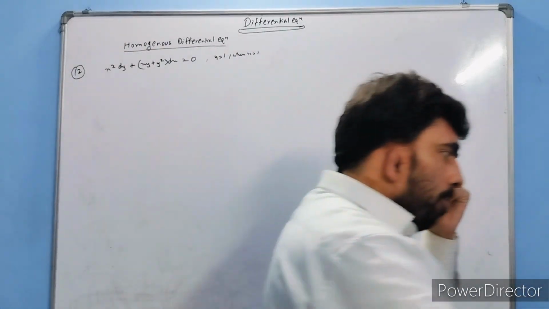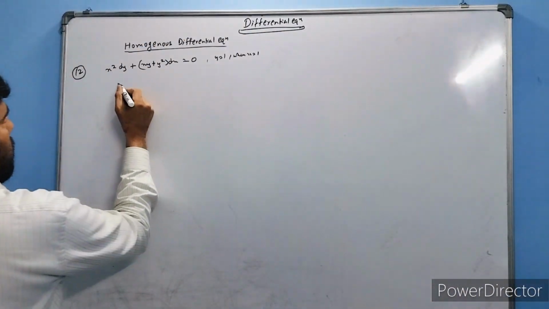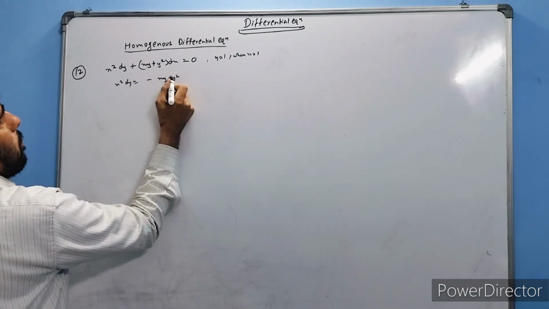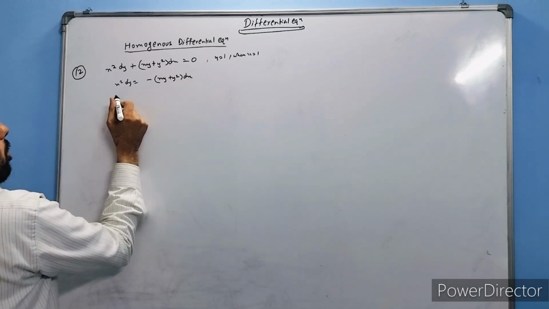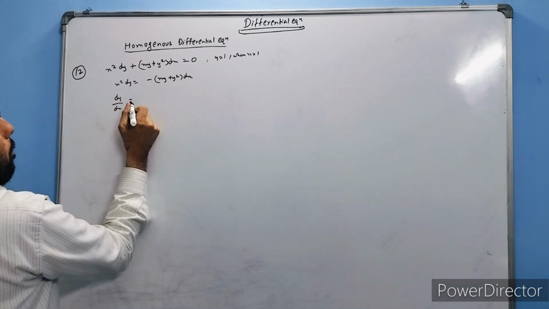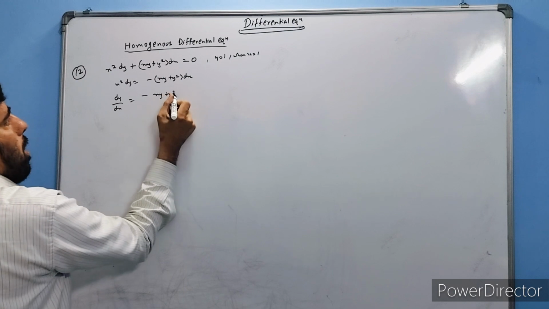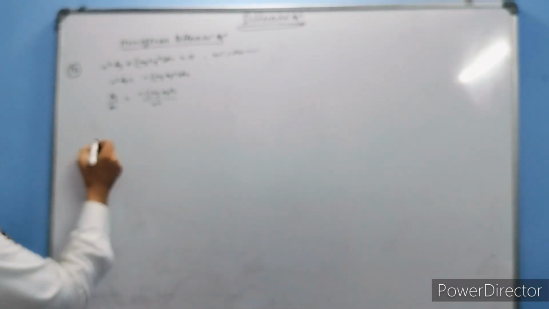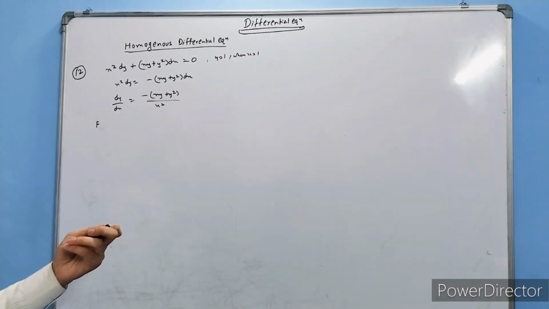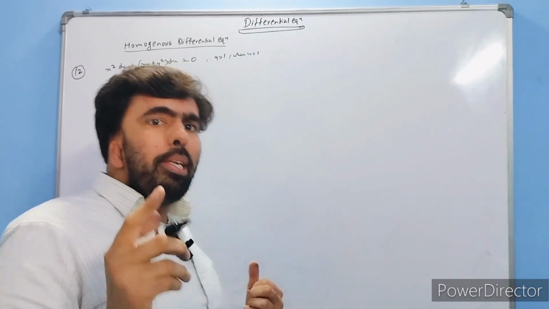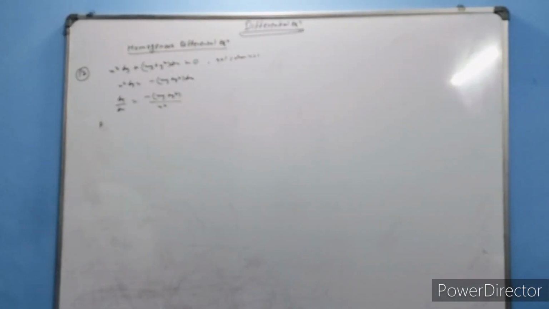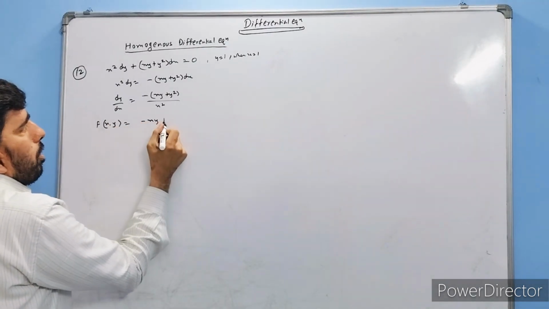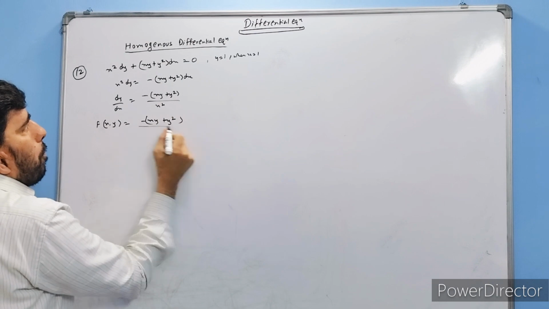So now I have this. Take x common, dy equals minus xy plus y square dx, or dy upon dx will be minus xy plus y square upon x square. Now let us find whether this differential equation is homogeneous or not. So now we'll try to solve it. We have minus xy plus y square upon x square.